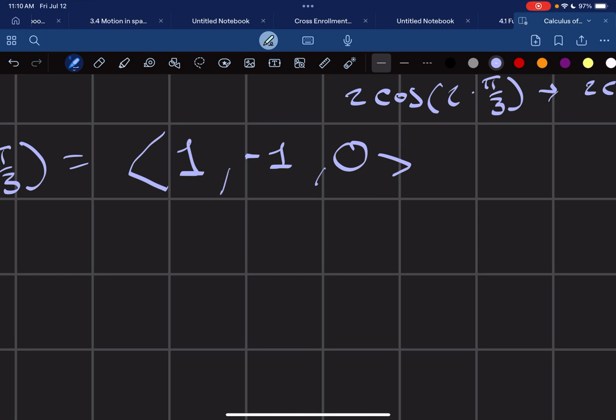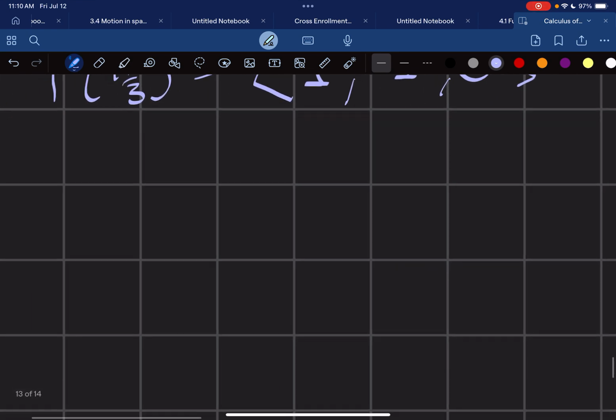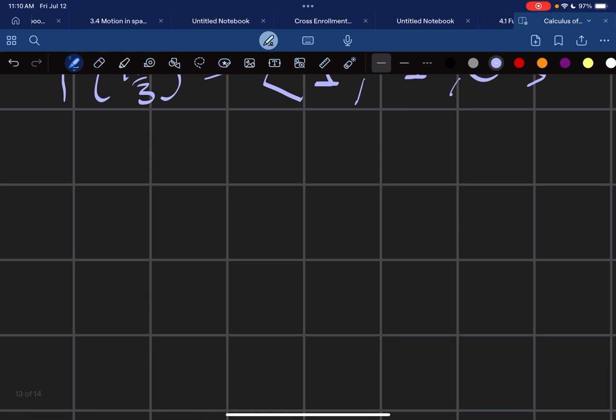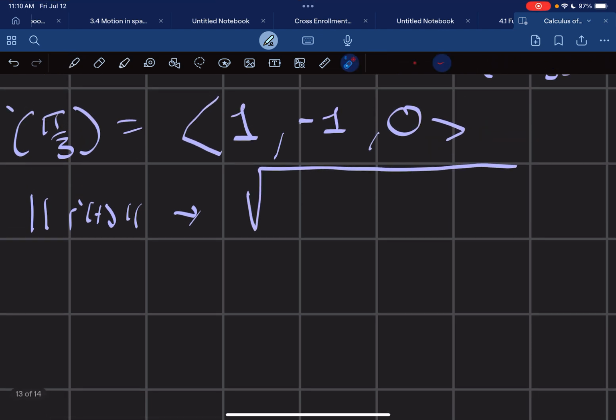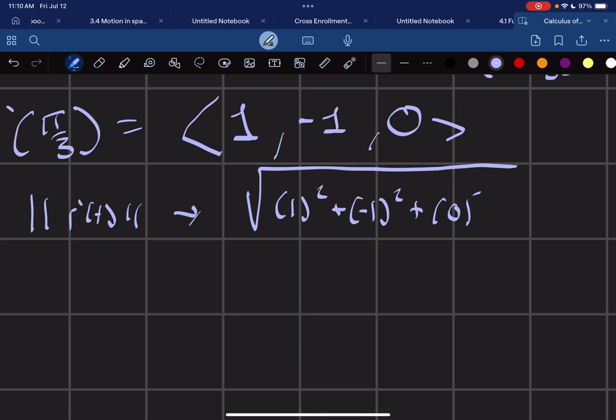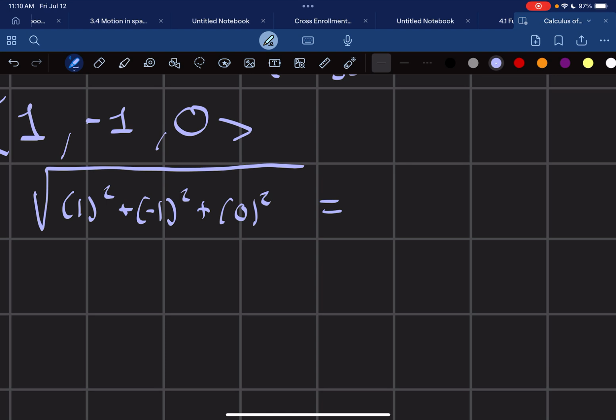So we need to normalize this vector. So we find the magnitude. So the magnitude of r prime of t just equals the square root of these components. So we have 1 squared plus negative 1 squared plus 0 squared, right? So that would just leave us off with square root of 2.